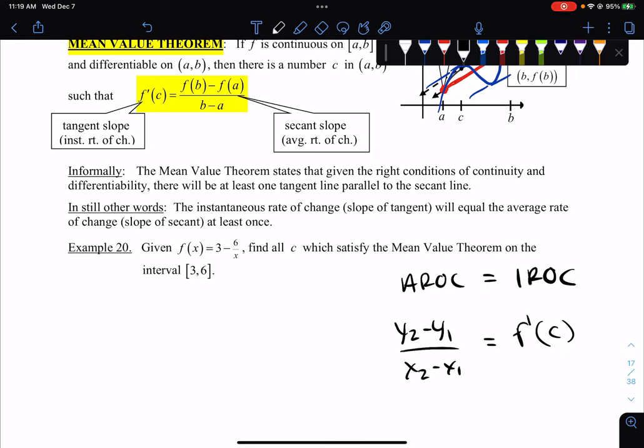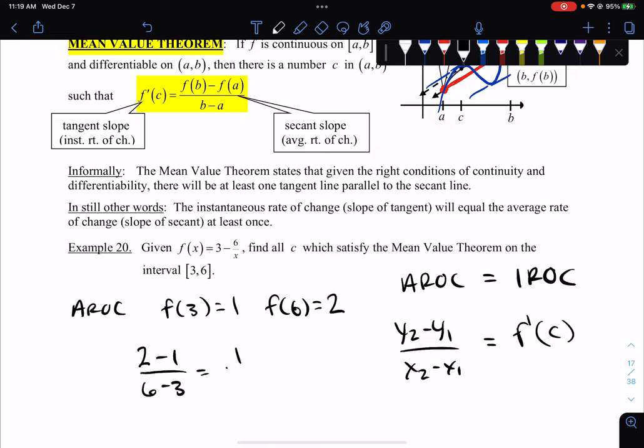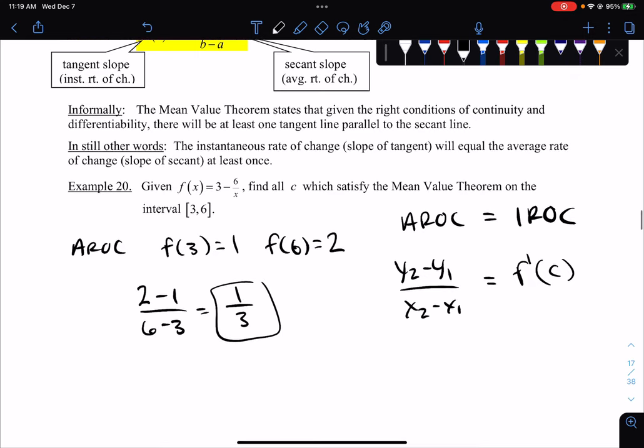The first thing I need to check is, what is my average rate of change? So I'm going to check f of 3, and I'm going to check f of 6. f of 3 becomes 3 minus 2, which is 1. f of 6 becomes 3 minus 1, which is 2. So my average rate of change is 2 minus 1 divided by 6 minus 3, which is 1 over 3. So my average rate of change is 1/3, which means at some point my f prime is going to equal 1/3. Well, let's find out what f prime is.